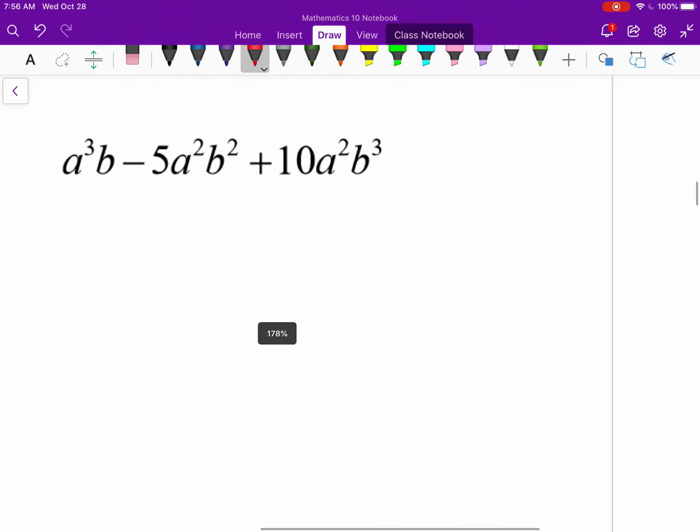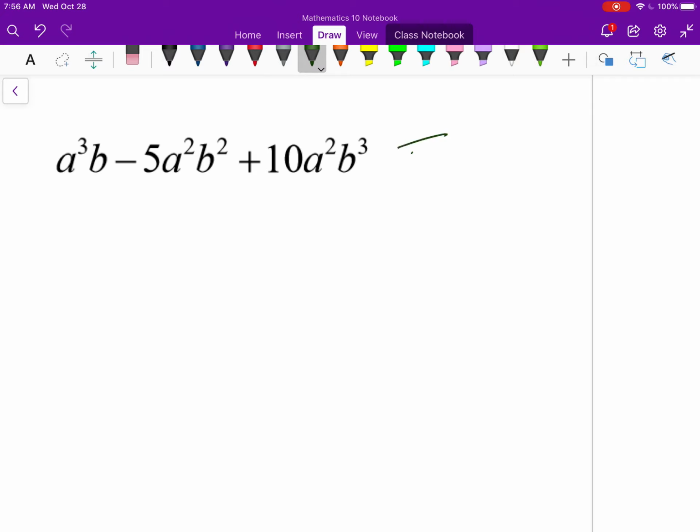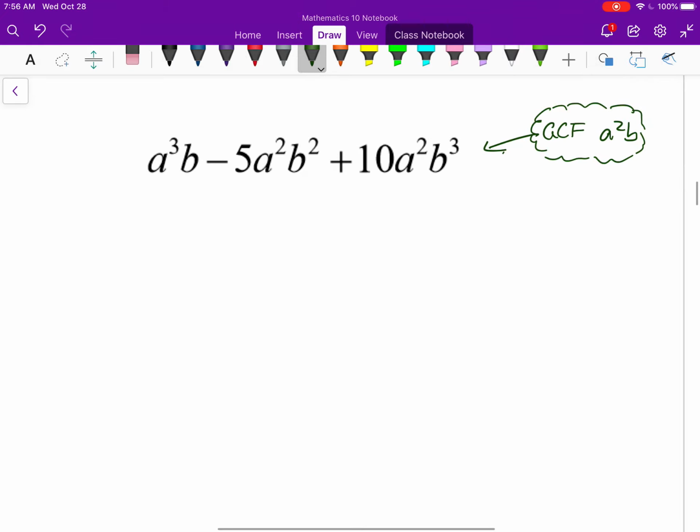Let's look right here. What's the greatest common factor of all of these terms? The greatest common factor from all of them is a squared and b. Nothing more can be divided out of all of them. Nothing greater than that. And so let's divide each of these by a squared b.